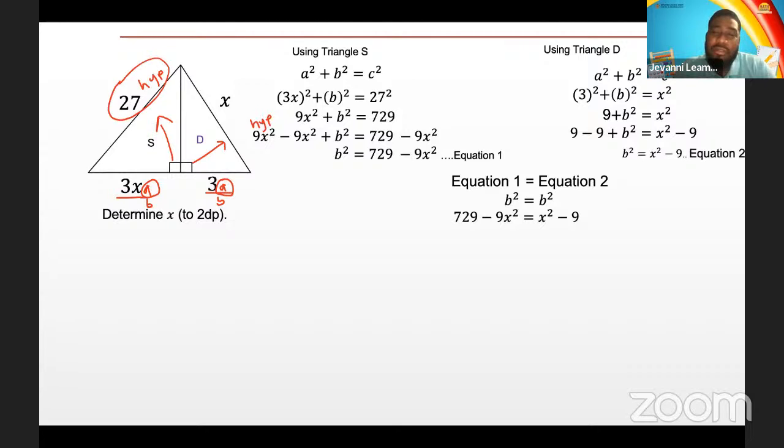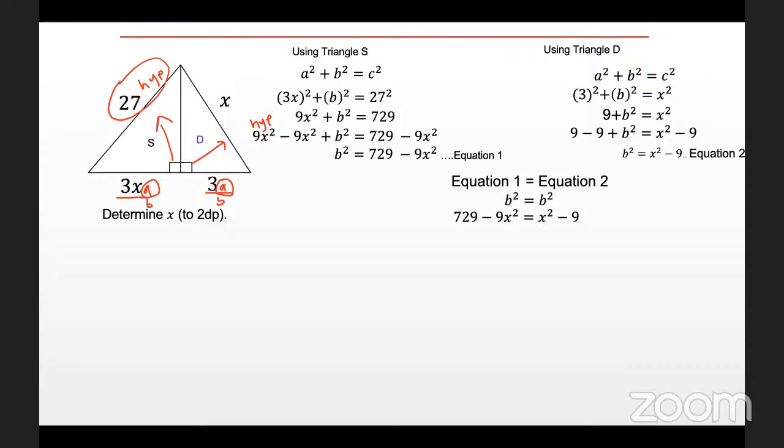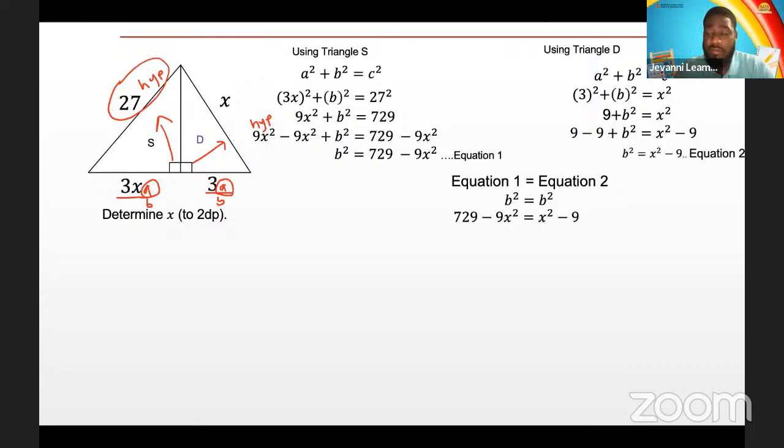All right. So you group like terms. You group all the x squares on one side, and you group all the constants on the other side. Constants, they don't have any variables attached to them, right? 729 is a constant, and -9 is a constant, right? Everyone is okay so far?